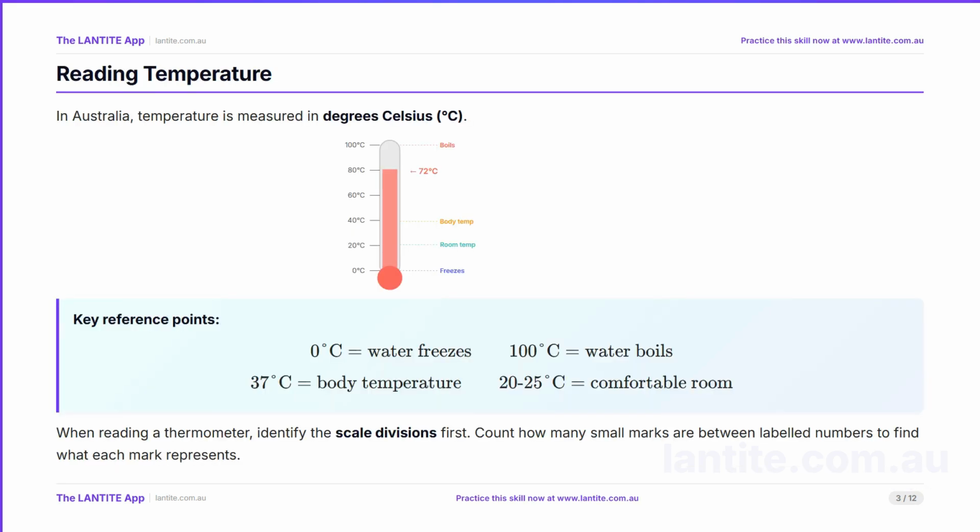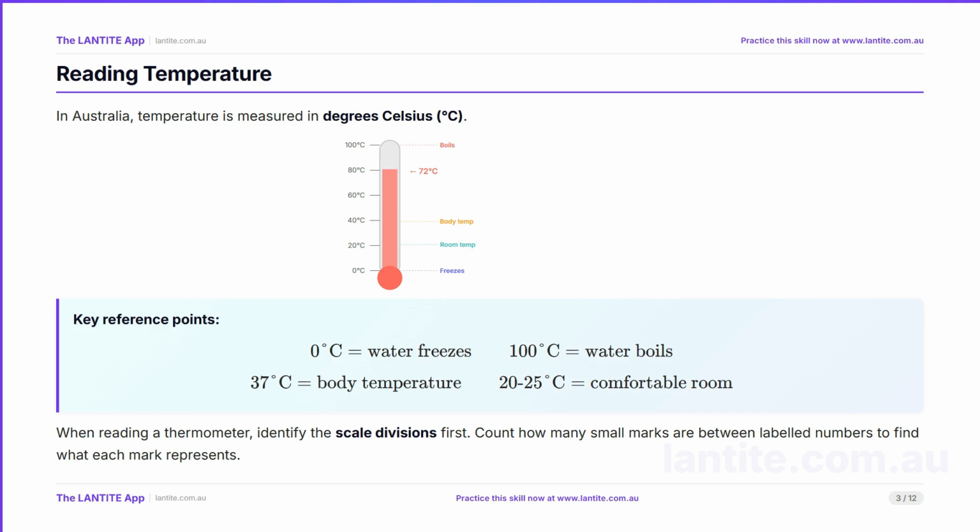In Australia, we measure temperature in degrees Celsius. The key reference points are 0 degrees is where water freezes, 100 degrees is where water boils, 37 degrees is normal body temperature, and a comfortable room temperature is around 20 to 25 degrees.